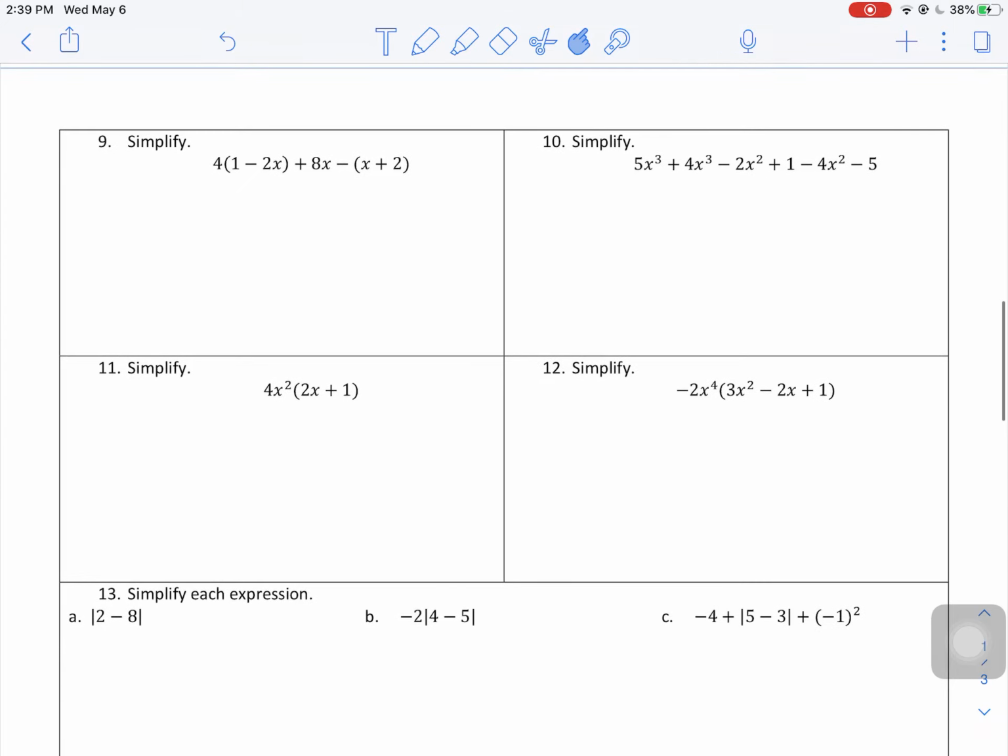Number 9, simplify. So we want to distribute to get rid of the parentheses. So 4 times 1 is 4. 4 times negative 2x is negative 8x plus 8x.